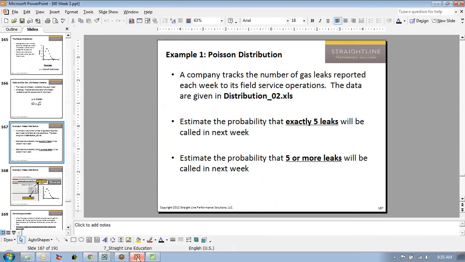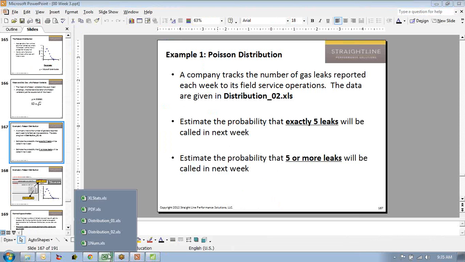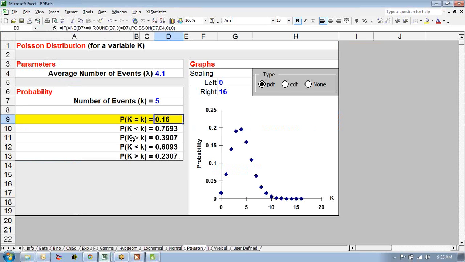But the second part of the question was 5 or more leaks. For 5 or more, that's K greater than or equal to 5, which would be 39%. The answer to the first one, exactly 5, is that the chances are 16%. The chances of 5 or more is 40%. It just adds up all of these different guys for you, all the way up to infinity in theory, but obviously real things don't go up to infinity.